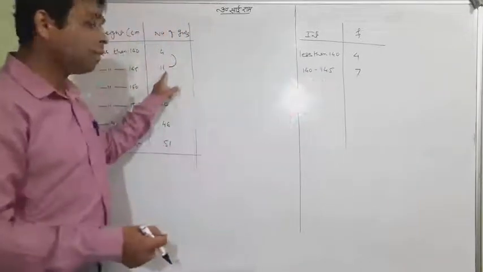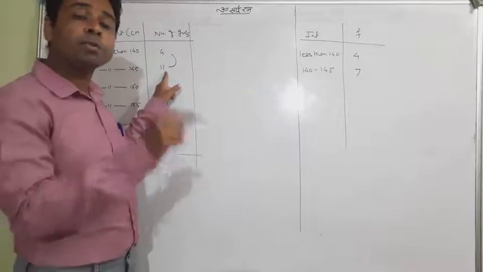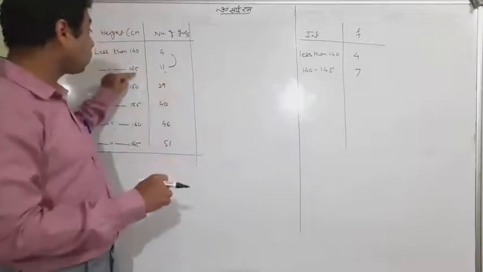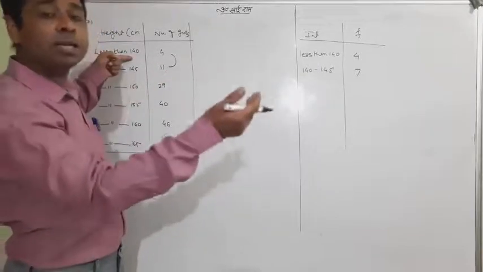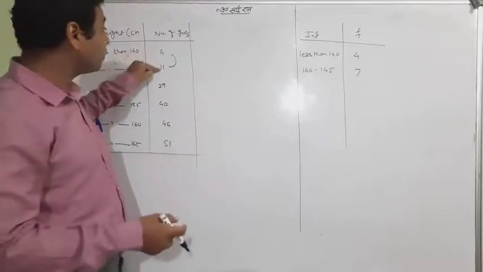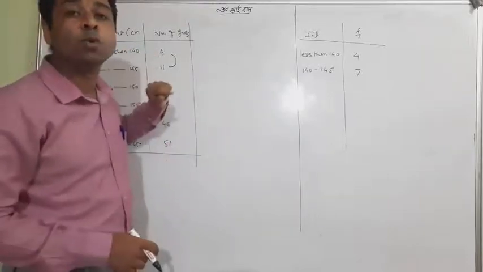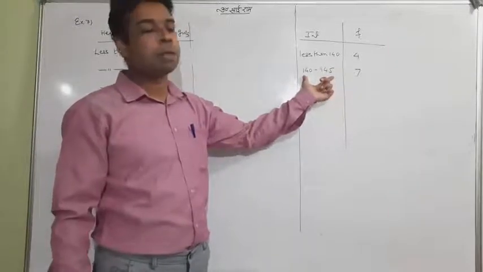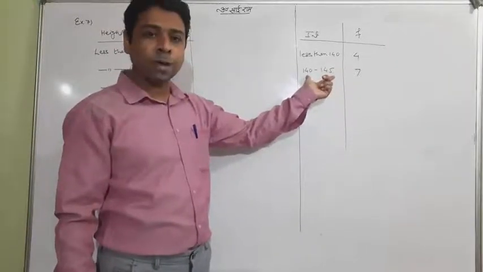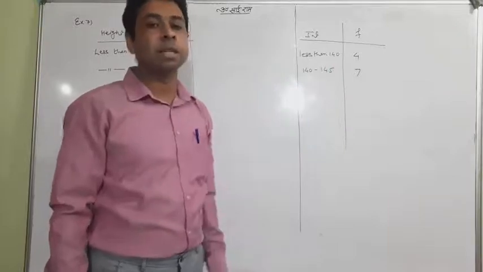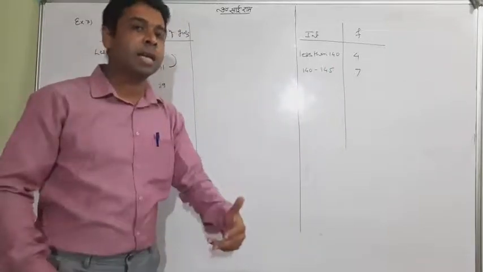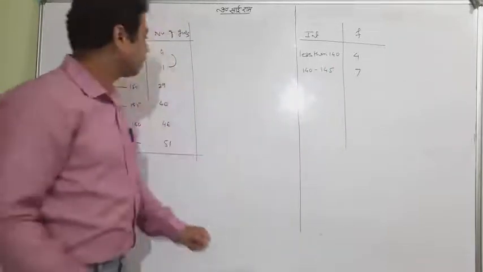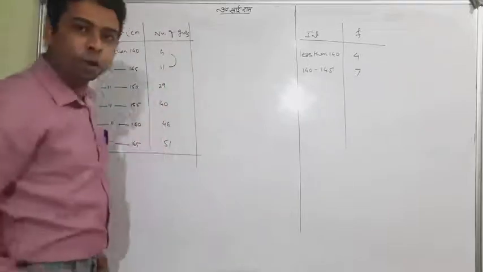Wait, what about 11? 11 is the number of girls who have a height less than 145, which also includes that condition, meaning 11 also contains 4 girls. So particularly we want to find out the interval 140 to 145. This is having 7 girls. This will be continued till the end. Now you got the trick that we have to subtract the previous one.